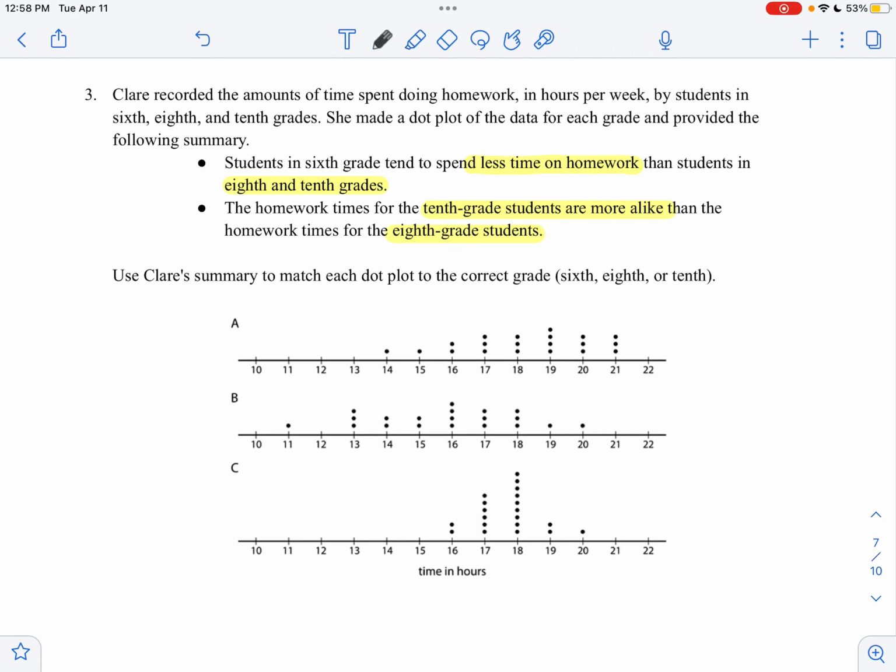In other words, your job is to see which of these graphs belongs to 6th grade, 8th grade, and 10th grade using this information. Think about the key points here. Students in 6th spend less time. The homework times for the 10th graders are more alike, meaning they're alike to each other. The 8th grade students, you know, will be more spread out. Make sure that you clearly label A, B, and C with 6th, 8th, or 10th grade.